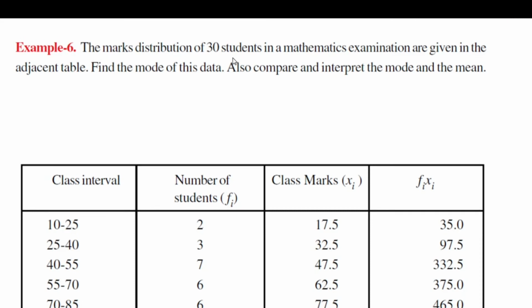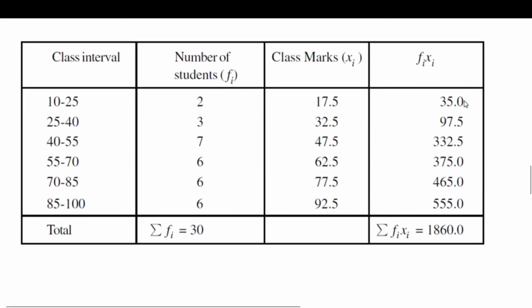Now let us look at another example. The marks distribution of 30 students in a mathematics examination is given in the table. Find the mode of this data. Compare and interpret the mode and mean. So we have to find mode and mean. The grouped data is given here. Class intervals are 10 to 25, 25 to 40, like this. The number of students, that is frequency, is here.